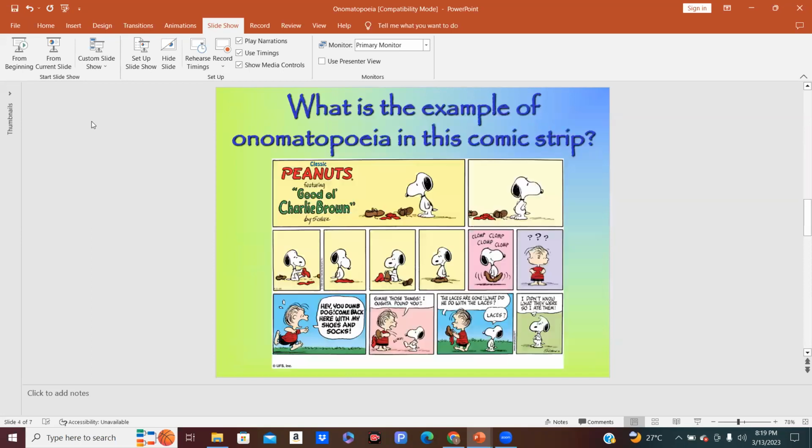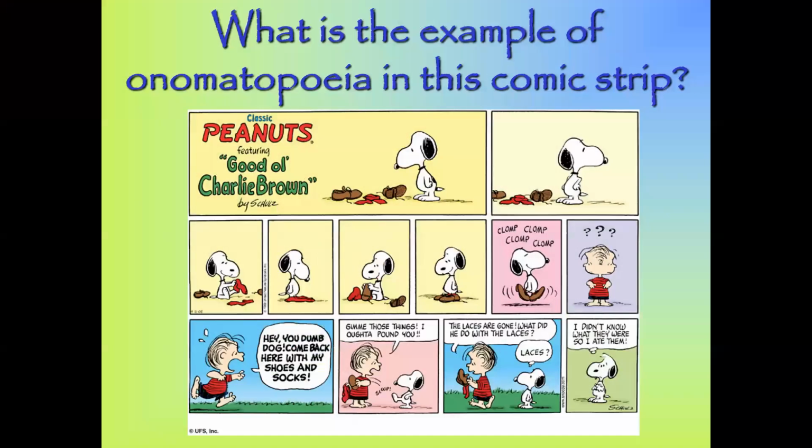Okay, so let me move forward. Okay, so we have a comic script and I want you to tell me what is the example of onomatopoeia in this comic script. So let me read it. It says Classic Peanuts featuring good old Charlie Brown. So we have Charlie Brown. He looks like he's picking up some socks. Put the socks down. Tries to put his shoes on. I guess he ended up putting the shoes on.